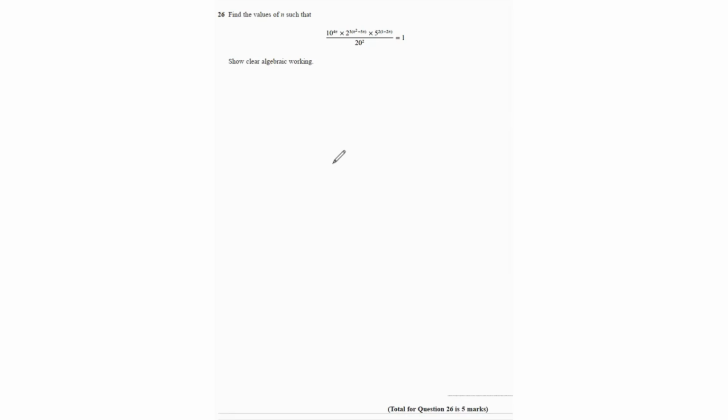So let's start with this one and see how we're supposed to solve the harder questions for indices and how we can make them easier. So it says find the values of n such that 10 to the power of 4n times 2 to the power of 3n squared minus 5n times 5 to the power of 2 times 1 minus 2n divided by 20 squared equals 1.